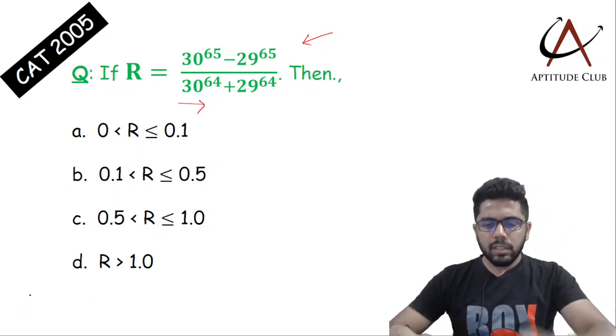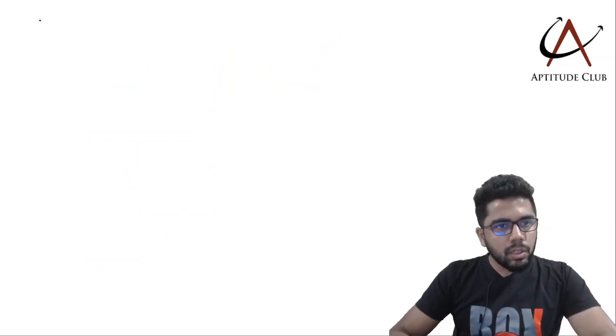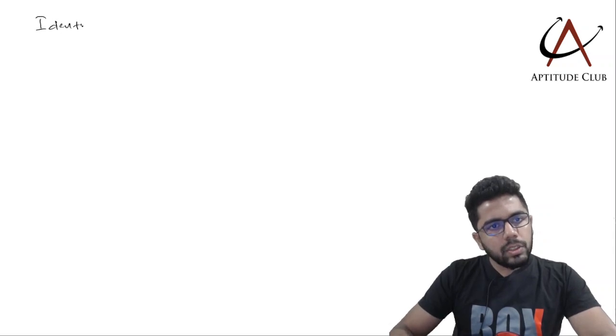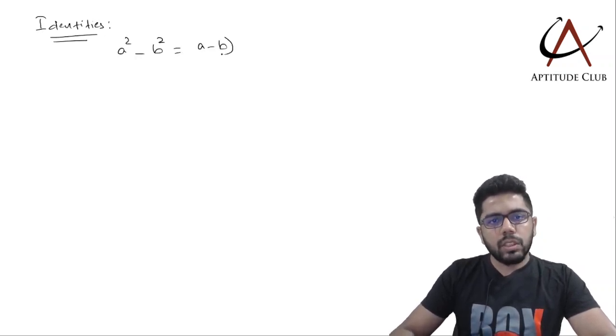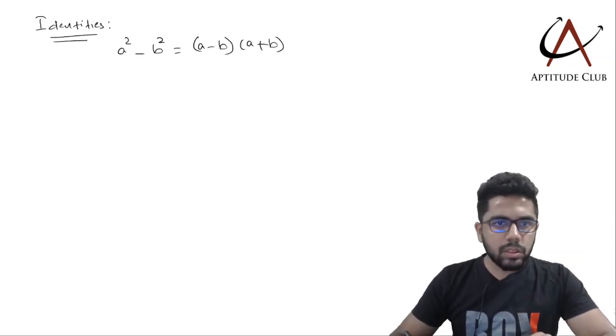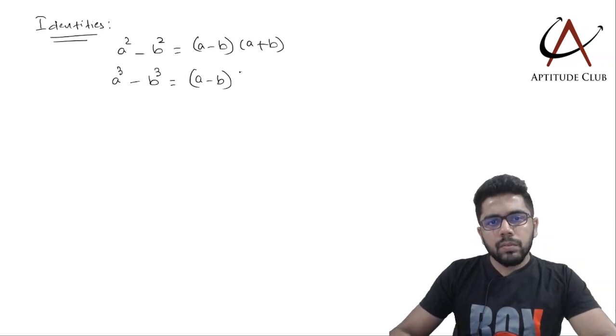To generalize that, let us try and understand a few identities. There is one identity which all of us know, but I will show you another way of looking at it. Suppose I write a square minus b square. This is something all of us know: it is a minus b into a plus b. If I take it a little further, a cube minus b cube, this also we know: a minus b whole into a square plus ab plus b square.